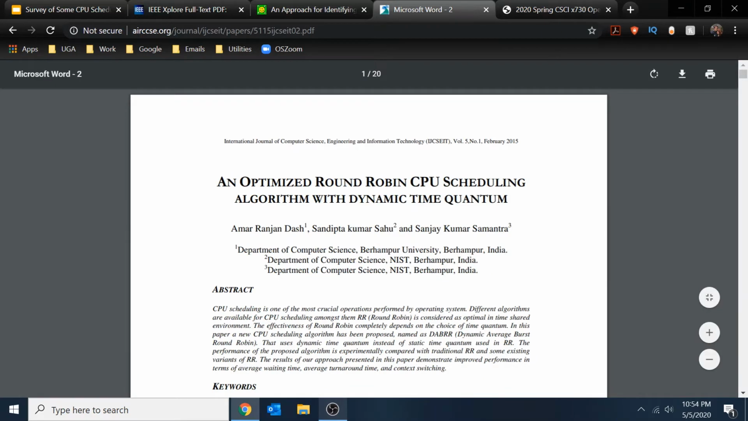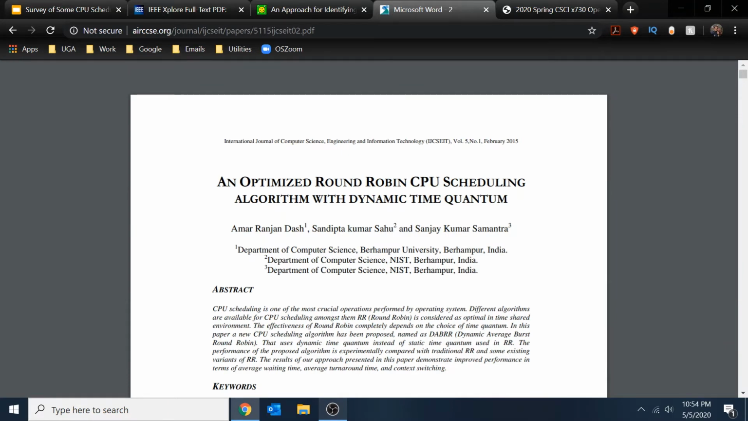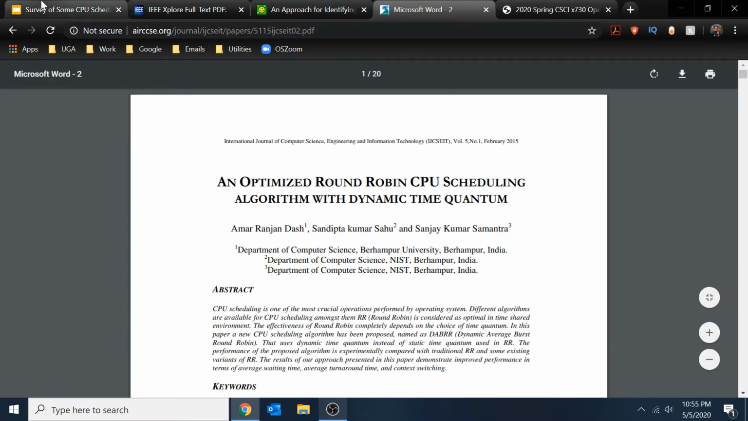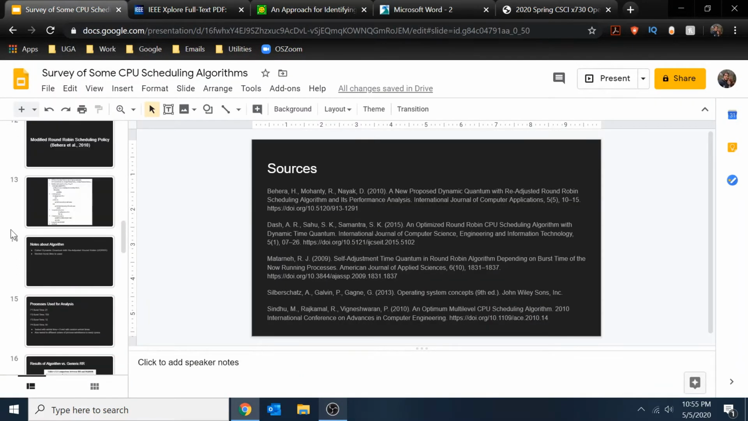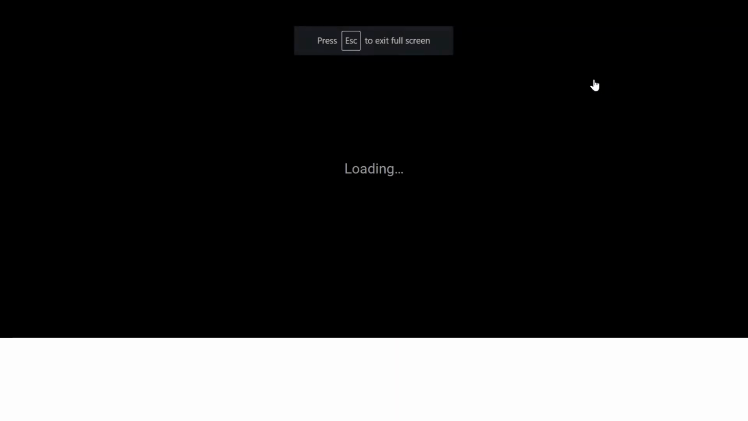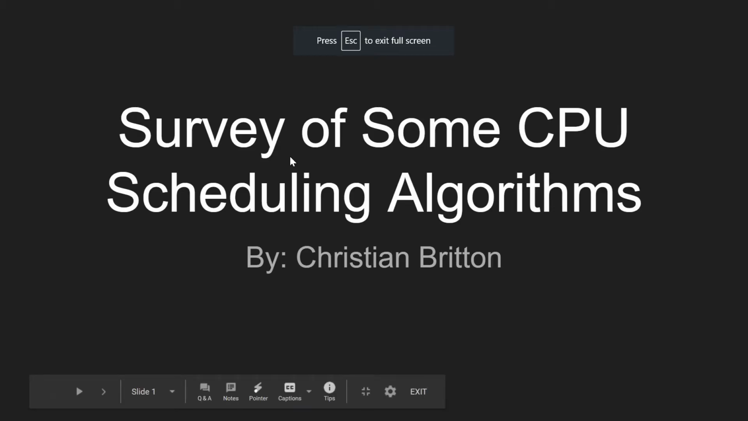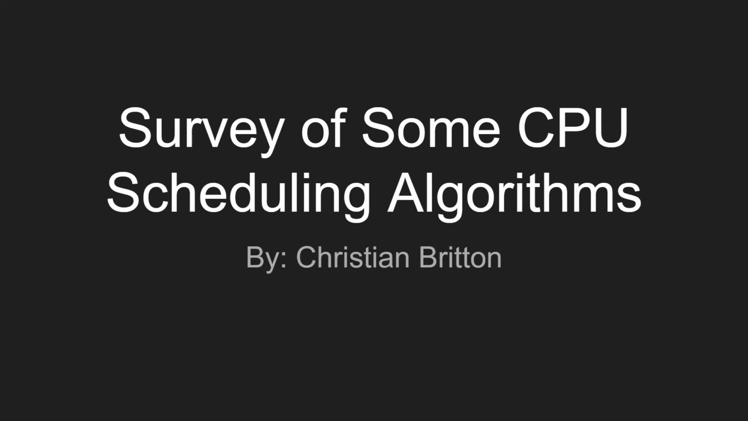Further, the third algorithm that we're going to look at here is called an optimized round-robin CPU scheduling algorithm with dynamic time quantum. And we'll look at that paper as well, and how well it actually performs as a CPU scheduling algorithm. So let's start the presentation here. Again, I did a survey of just these 3 CPU scheduling algorithms to determine their implementation on operating systems.